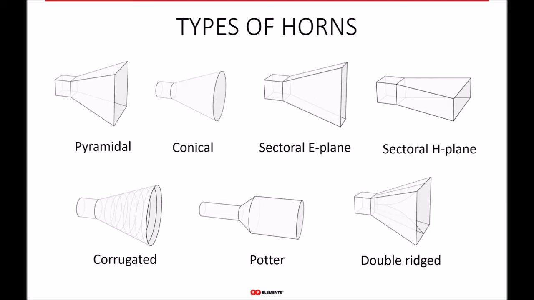For example, this double-ridged horn in the lower right corner has two fins inside, in a vertical direction, and those make the horn extremely wideband. So whenever you need an extremely wide band, you will go for the double-ridged horn, and this is also why this type of horn is used in antenna measurements, because it covers a vast span of frequencies. And we could speak about any of these horns. They all have their specifics that make them suitable for different scenarios.